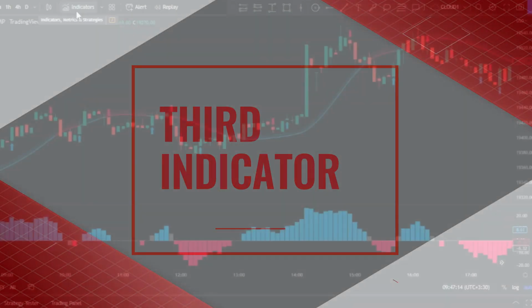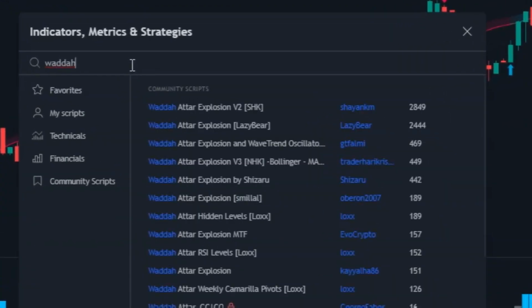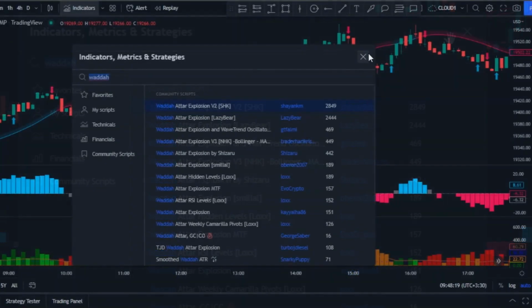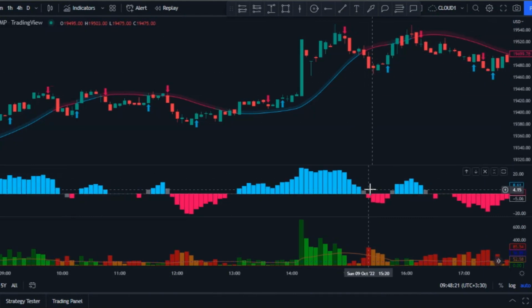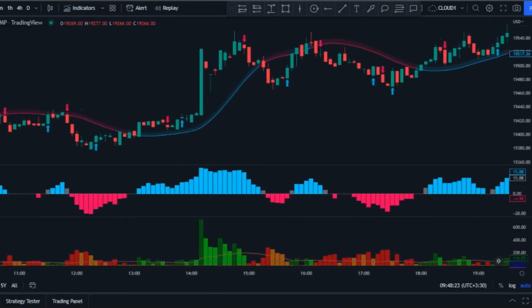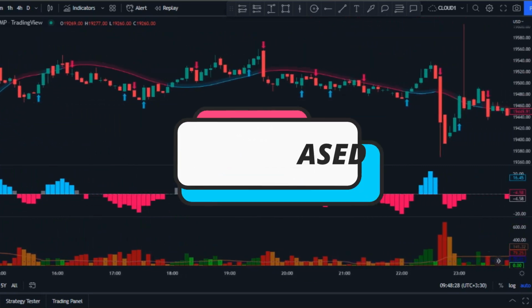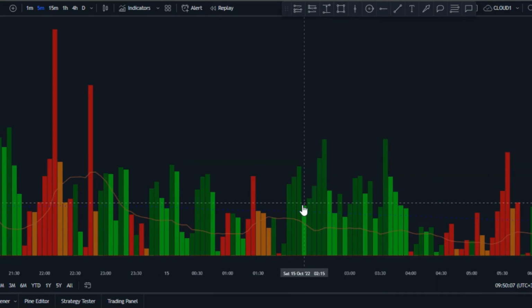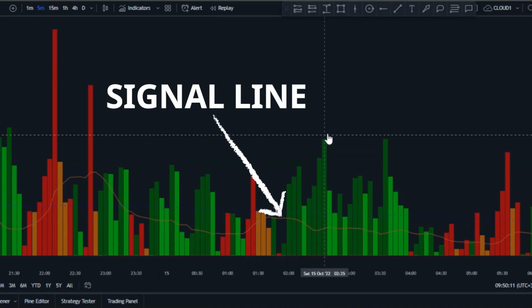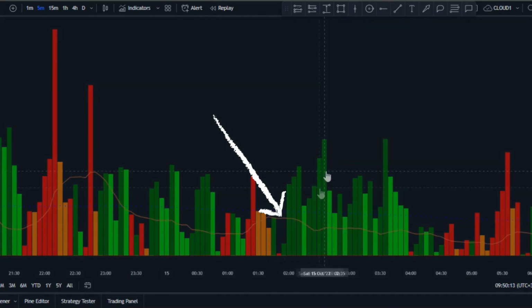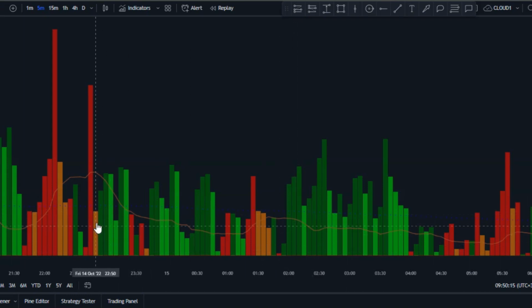The third indicator is called Vado After Explosion. This indicator by Cheyenne KM. This is how our setup looks on the chart. We're going to need the Vado After Explosion indicator for our confirmation indicator. This indicator is a volume based indicator. Whenever we have a green bar in the histogram of this indicator and that green bar is above the signal line of the indicator, our buy order is confirmed. And whenever we have a red bar in this indicator and that red bar is above the signal line, our sell order is also confirmed.